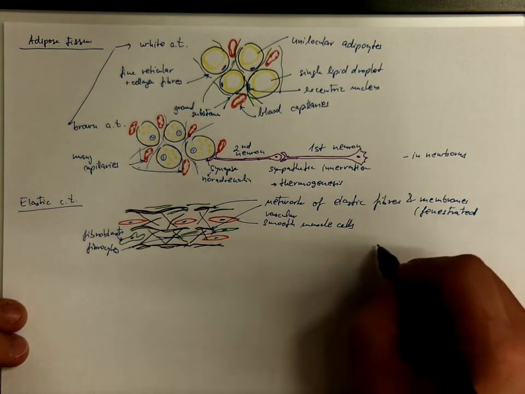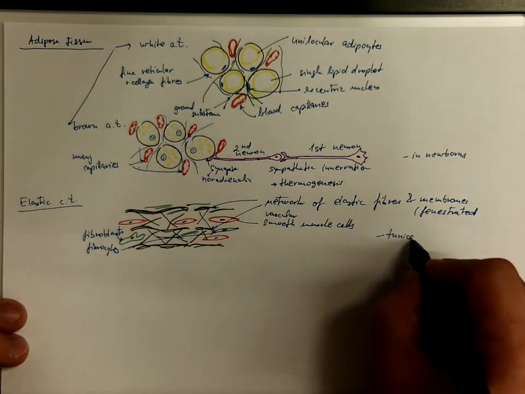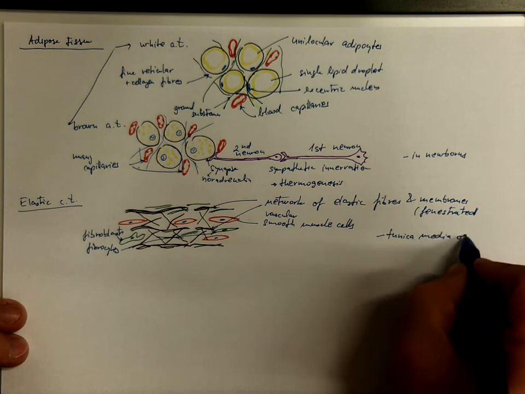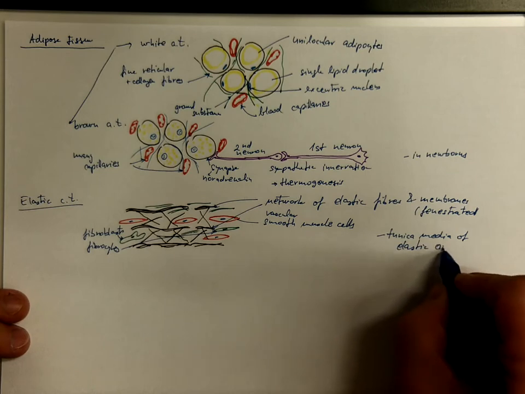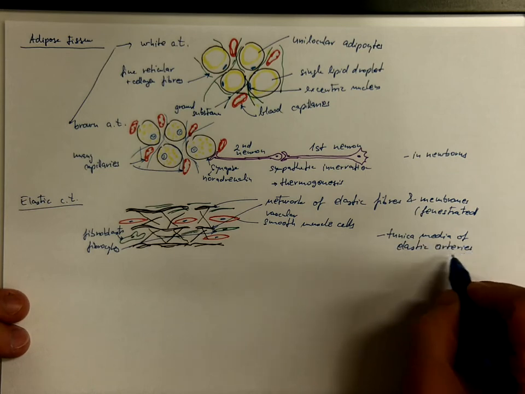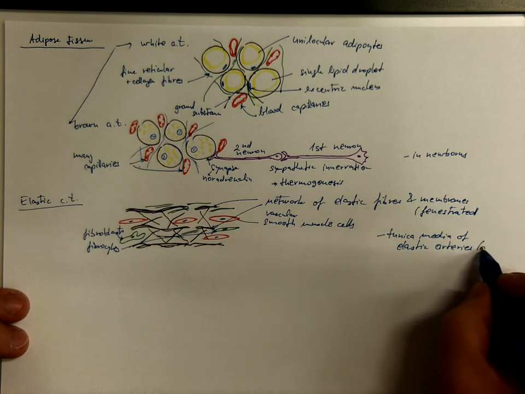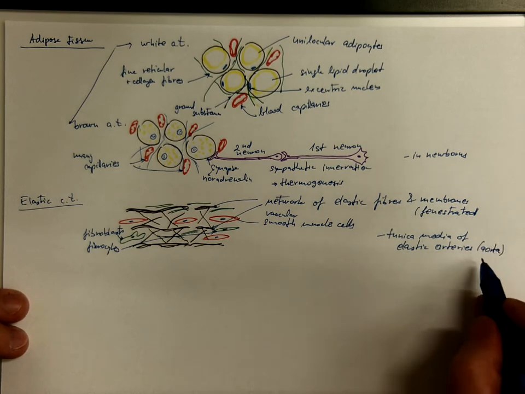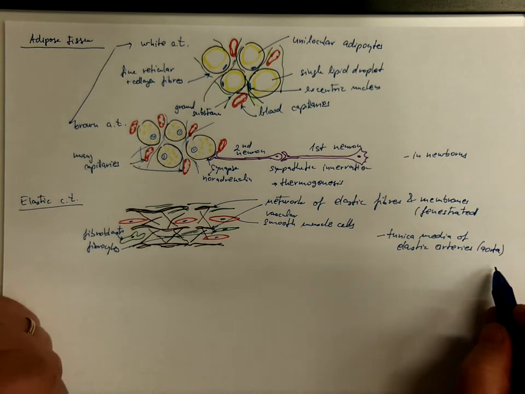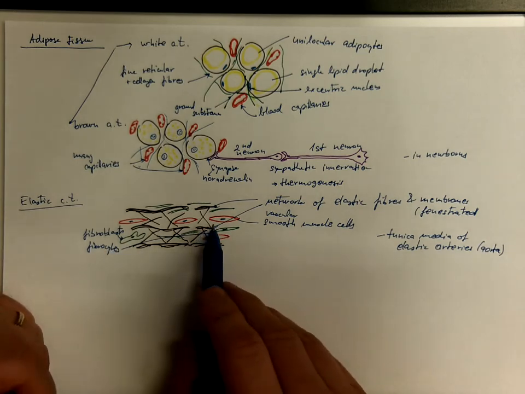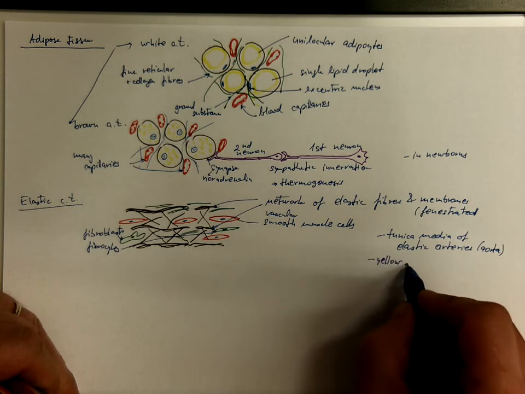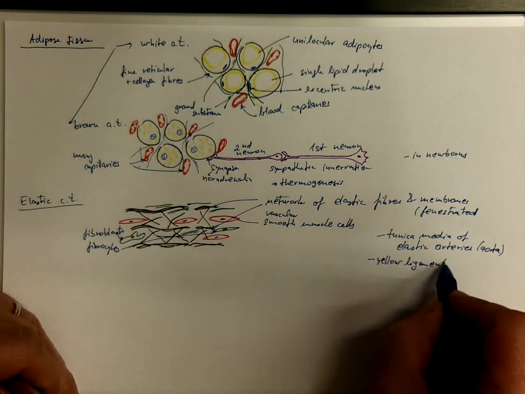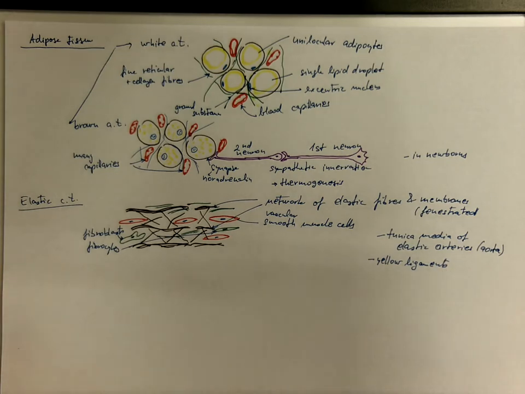Okay. An example would be the tunica media, the middle layer of elastic arteries. Elastic arteries are those that are the closest to the heart. So it's the aorta and pulmonary trunk. Elastic connective tissue in a different form, without these vascular smooth muscle cells, occurs also in yellow ligaments of the spine, of the vertebral column.